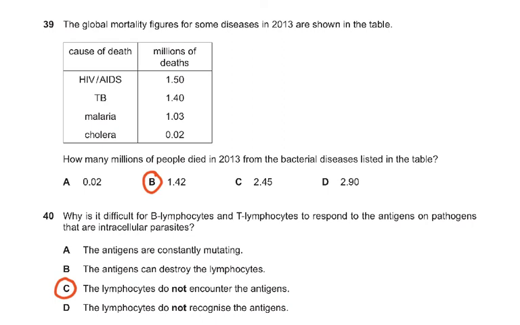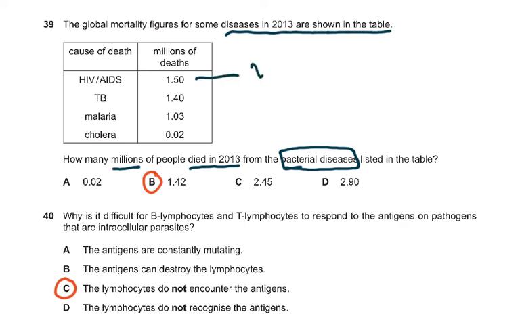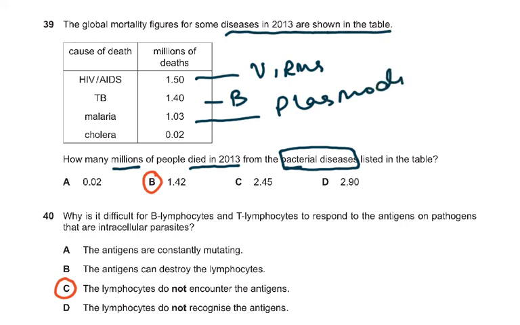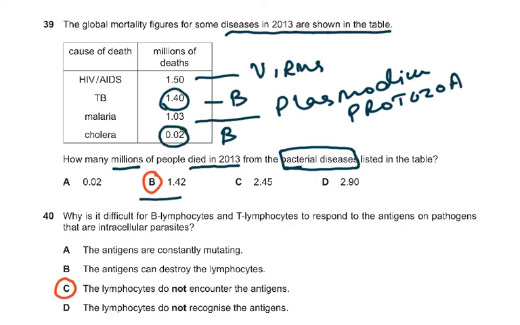the global mortality figures for some diseases in 2013 are shown in the table. How many millions of people died in 2013 from bacterial diseases? Now I'm sorry, HIV/AIDS is a viral disease. TB is only a bacterial disease. Malaria is caused by Plasmodium, which is a protozoa. It is not a bacteria. This is a misconception if you think that. Cholera is caused by bacteria. So you added 1.40 and 0.02 and the answer was 1.42.